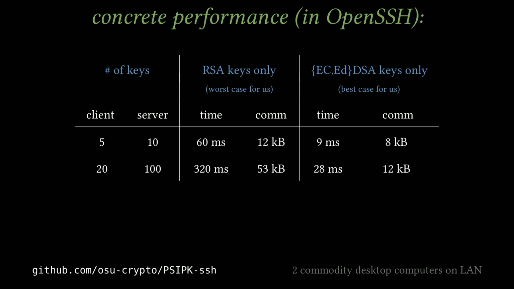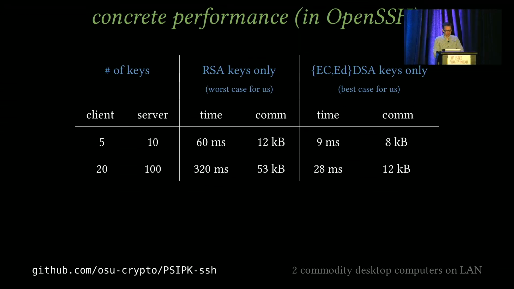A more ambitious setting might be a client with 20 keys and a server with 100 keys. So I don't have 20 keys. I don't know how many of you have 20 SSH keys on your computer. I don't know how many of you are committing to GitHub repositories that have 100 committers. Maybe some of you do. Even then, this is reasonably practical, especially for the ECDSA keys. But even for RSA keys, it's reasonable for what you might expect to spend for authentication.